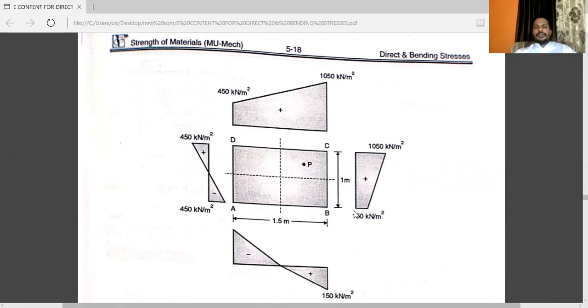At B, the stress is 150, and at C, the stress is 1050. Both values are positive, so the stress distribution diagram will be like that. At D, it's plus 450, so the distance will be like that. But at A it is minus, so we have taken minus, while at D it is positive, that is 450 kilonewton per meter square. According to scale, you have to take the distance. You will get this type of distribution diagram.